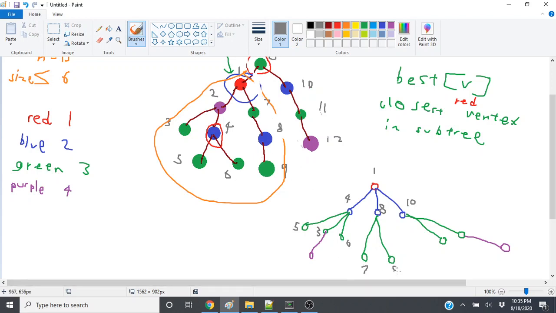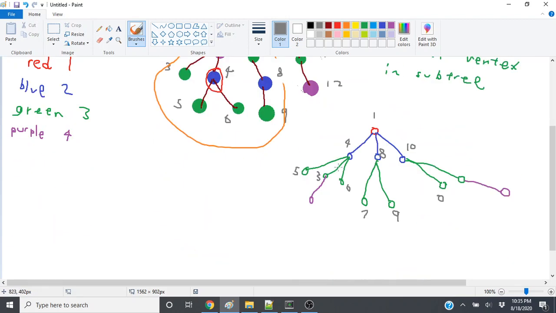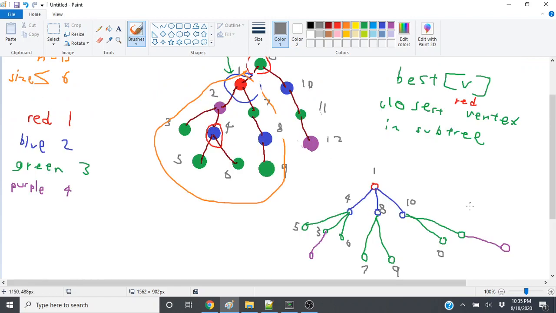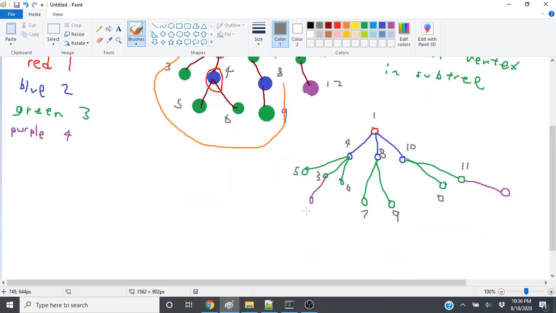So this would be 7, this would be 9, this would be 0. Notice that the original root is not even a root anymore. And this would be 11. Then this would be node 2, it would be attached to node 3, and this would be 12.